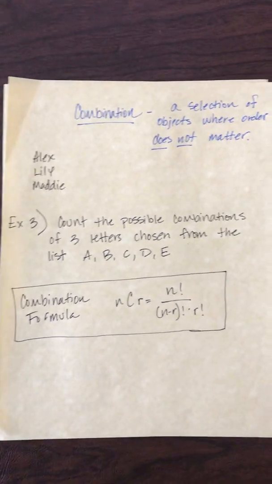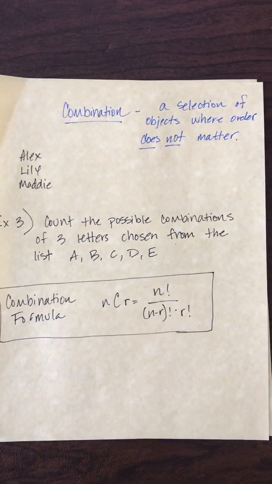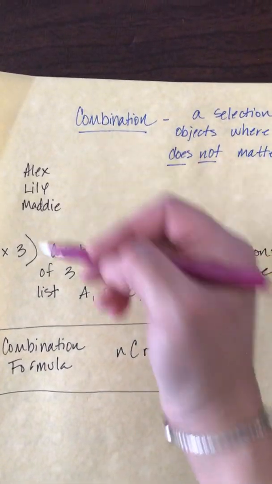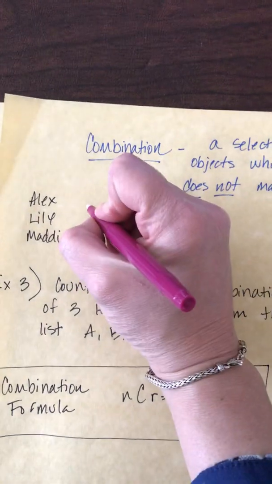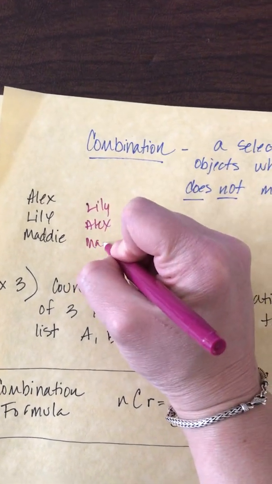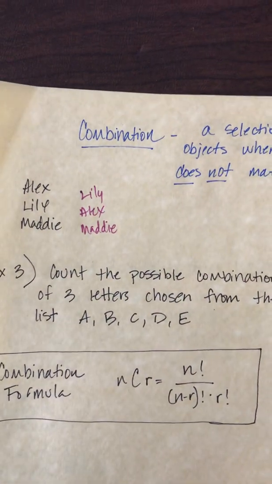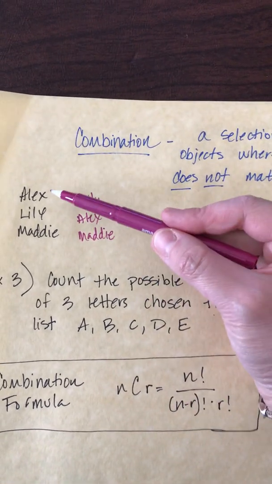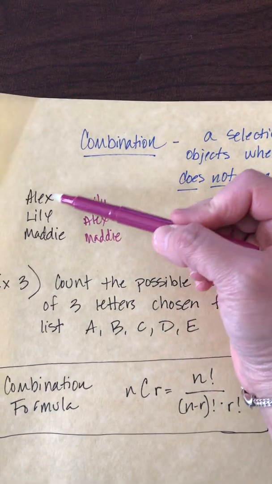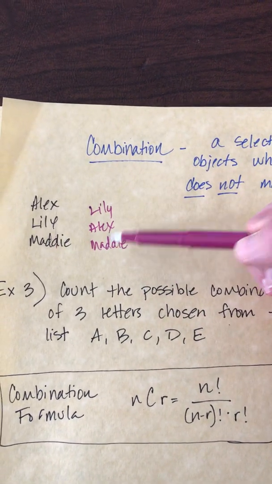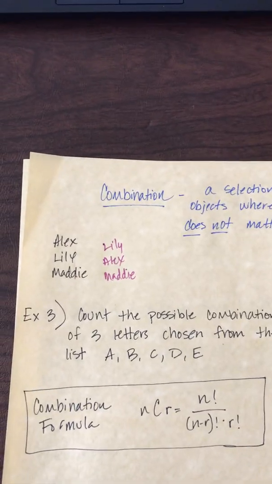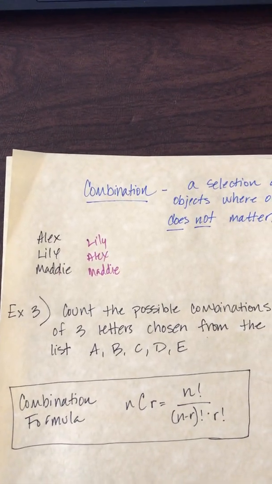So again, if I said, I want 3 volunteers to come with me on a field trip, and I've got Alex, Lily, and Maddie. But if I had Lily, Alex, and Maddie, would that be a different set of kids? Clearly not, right? I'm still only choosing the same 3 kids to go on this field trip. So this option and this option don't count as 2 separate options. It's the same kids no matter what order I take them in.